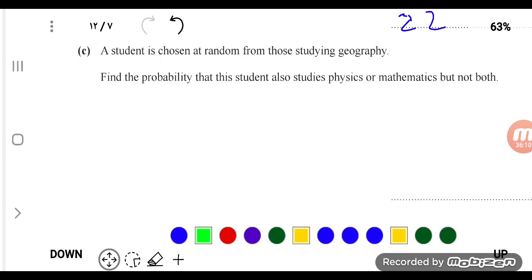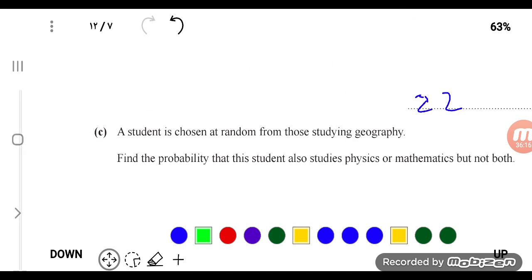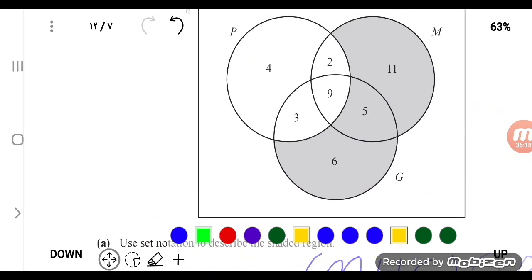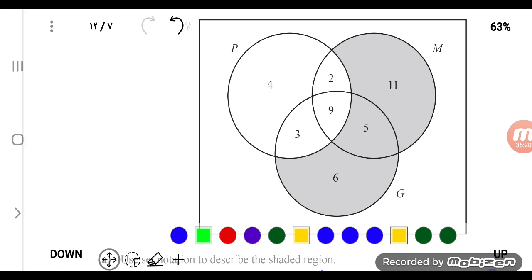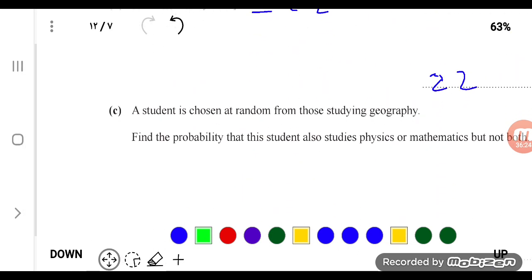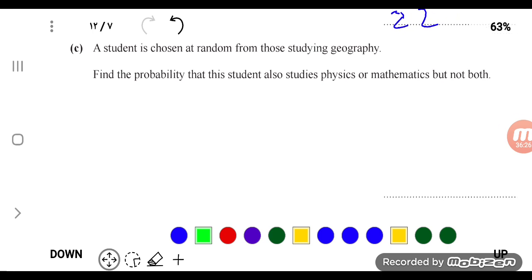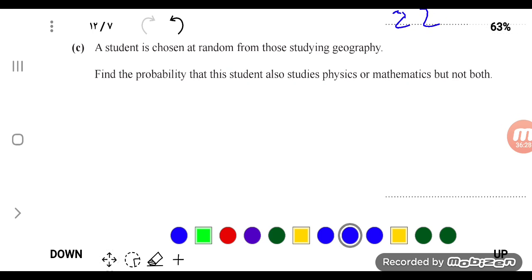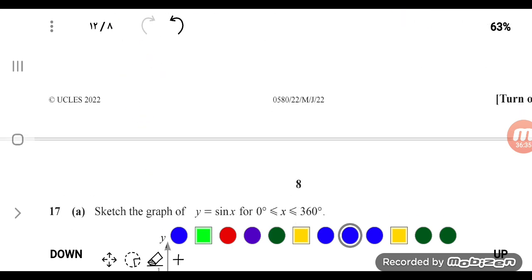So find the probability that this student also studies physics or mathematics, but not both. Physics or mathematics, but not both, means 5 plus 3. So the answer will be 8 over 23. Let's see next one.